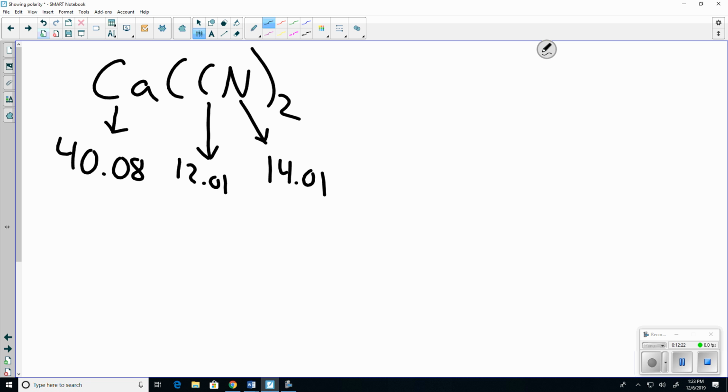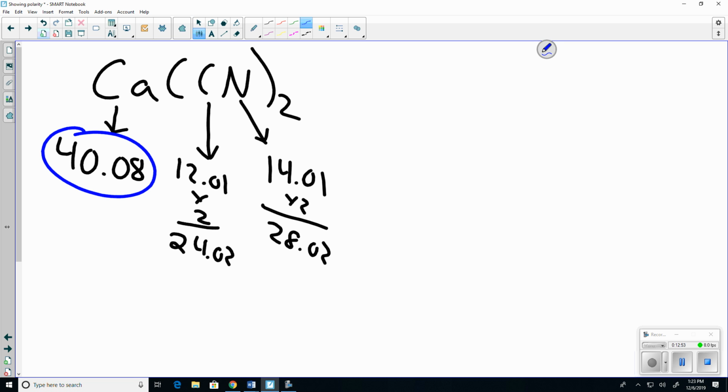However, notice that there's a 2 on the outside of the parentheses, which means calcium cyanide has 1 calcium, 2 carbons, and 2 nitrogens. So what I can do is one of 2 things. Either I can multiply these numbers by 2, or I could have added 14.01 and 12.01 and then multiplied by 2. Either way, to solve for the molar mass then, I need to take 40.08 plus 24.02 plus 28.02.